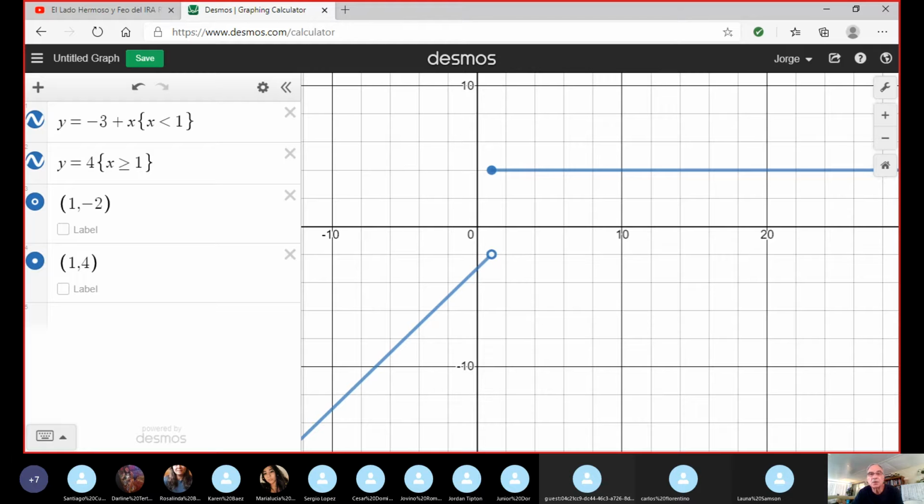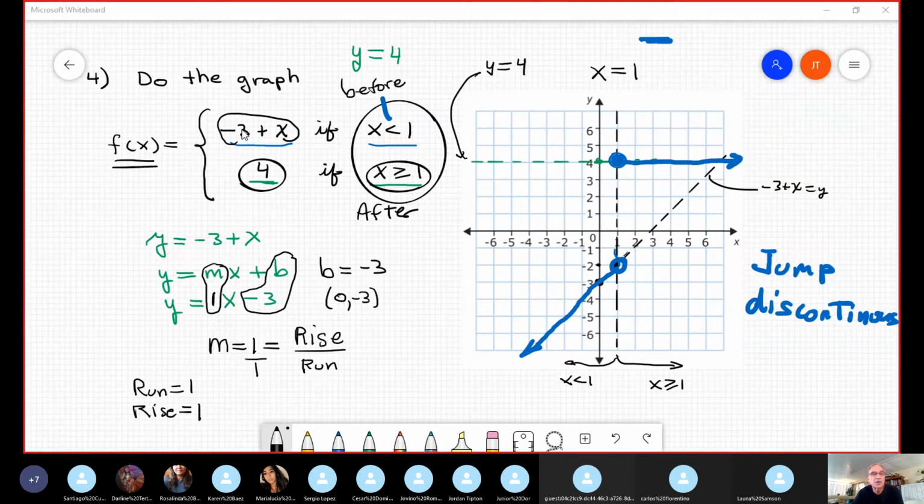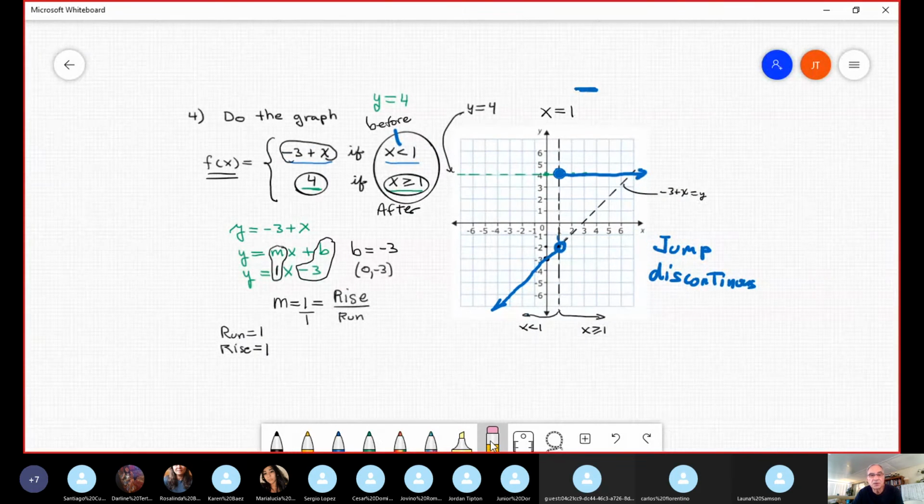Switching to the board. This is the board. Piecewise function, I know very well. I get 100 points in piecewise functions. Okay, let me erase everything.